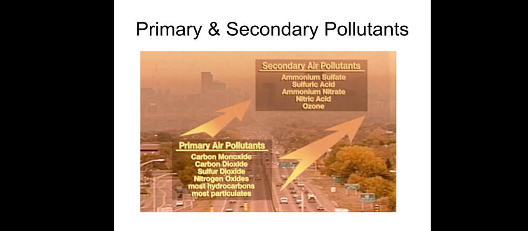Next, primary and secondary pollutants. These are all known as primary and secondary pollutants. Primary pollutants are carbon dioxide, carbon monoxide, sulfur dioxide. Secondary pollutants are ammonia and sulfate, sulfuric acid, ammonium nitrate, nitric acid, ozone.